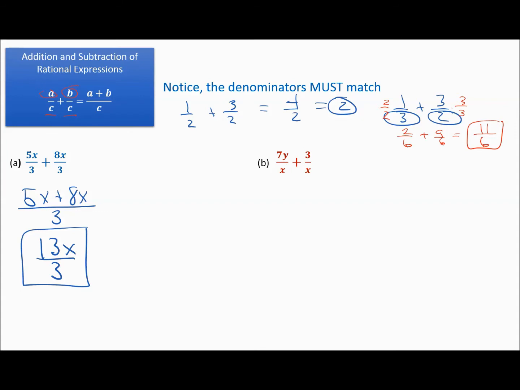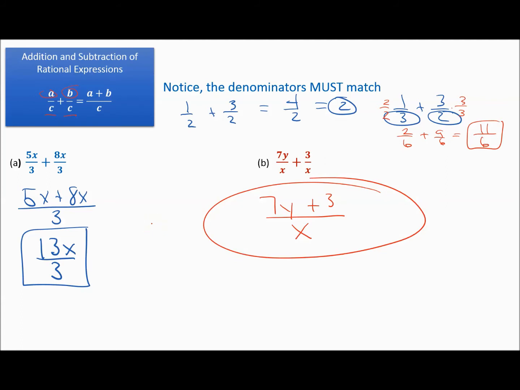When I look at the second question, once again, I'm adding fractions. Do I have a common denominator? That should always be your question. And I do. I have an x. So I have 7y plus 3 over our common denominator x. If I could combine 7y and 3 together, I would, like I did the 5x and the 8x. But 7y and 3 are not like terms. So I'm completely finished with this problem. Notice there is nothing that will factor and cancel, so we are finished with this page.